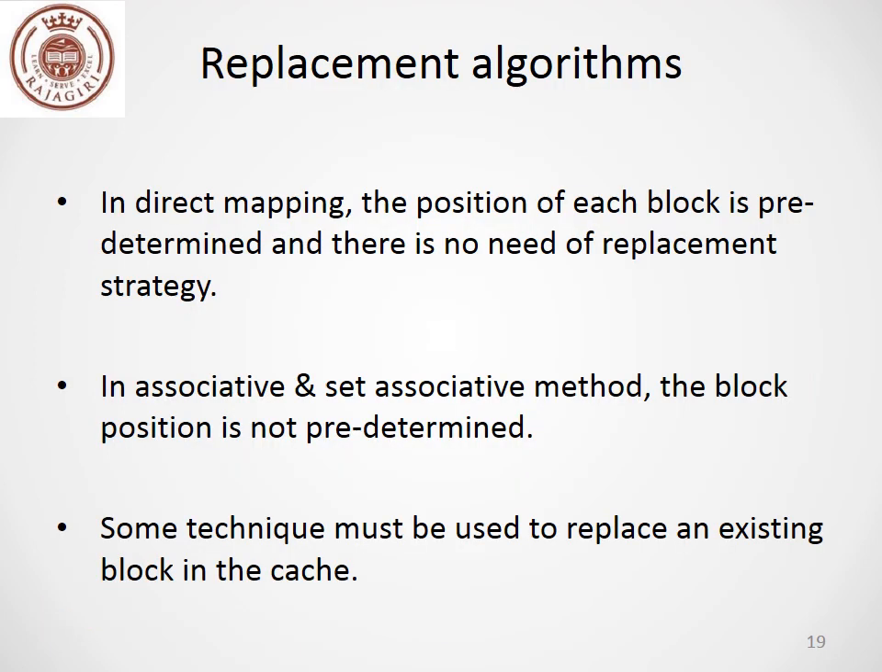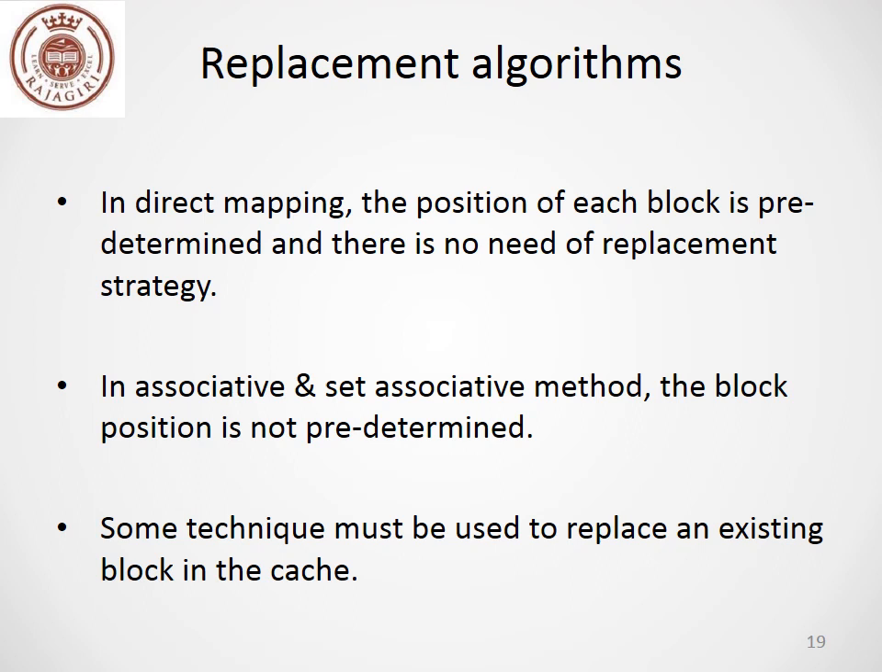So with that, we have completed the 3 different mapping functions. Now we just need to make some comparisons. That is, in direct mapping, the position of each block is already predetermined based on a function, based on a formula. That is, for a block j that is coming from the main memory, it is always mapped into j modulo 128. So there is no need of any replacement strategies.